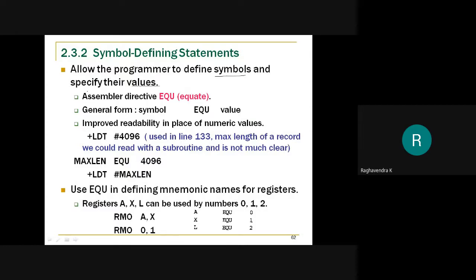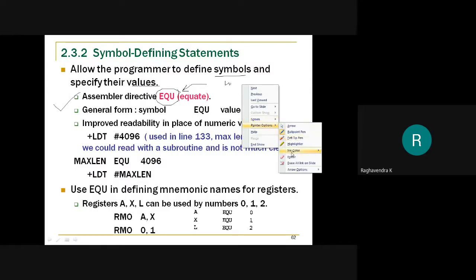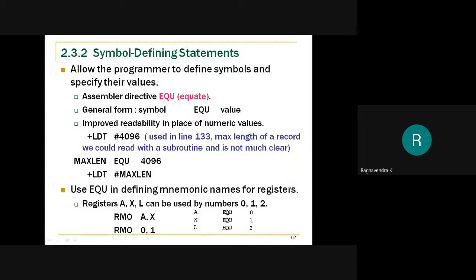So what is that assembler directive? It is called equate. Now you can use this assembler directive instead of word, byte, reserve byte, etc. The syntax you are supposed to follow is, first you give the name of the symbol, then you use the equate assembler directive, then it should be followed by the value to be assigned to the symbol.